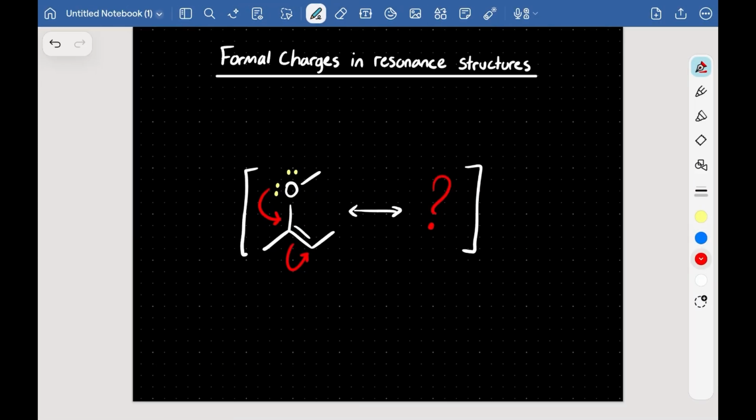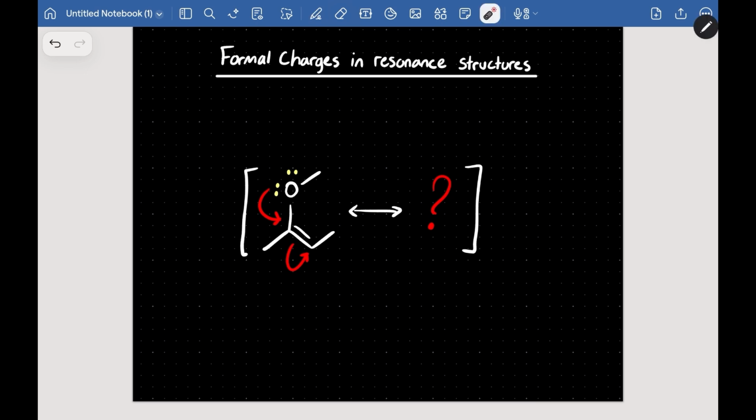Formal charges in resonance structures. So at this point we know how to draw good arrows, and more importantly how to avoid drawing bad arrows. But now it's gonna be difficult. Now we need to start drawing the resonance structures ourselves, even when they are not handed to us. So let's look at an example.